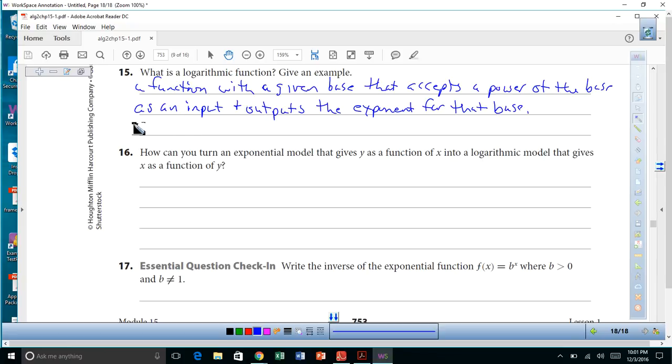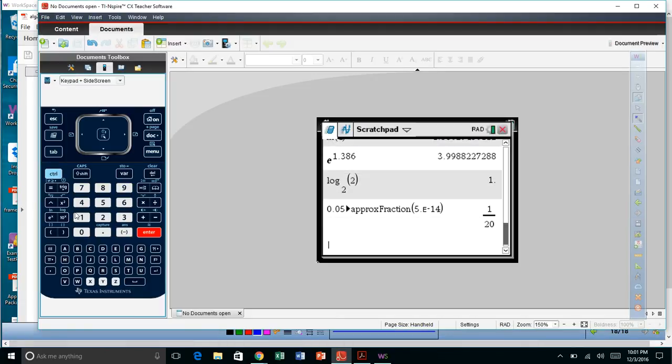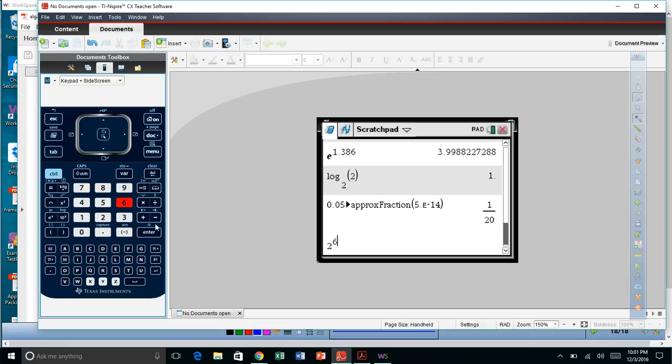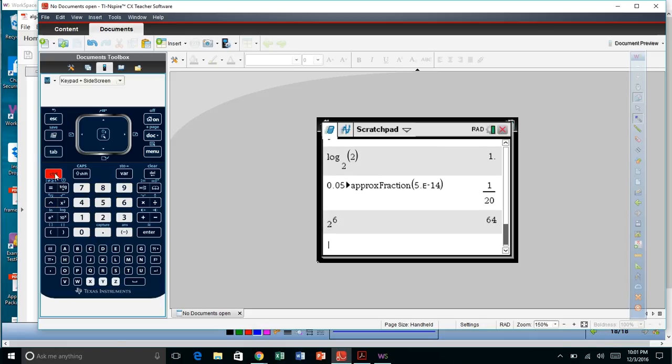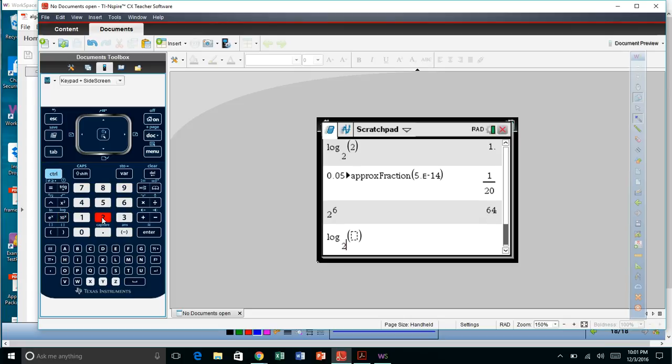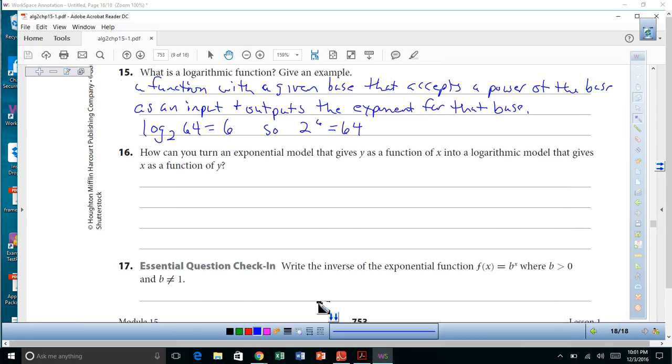So if you had, let's see, log base 2 of 64 would equal 6. So 2 to the 6 equals 64. And let's try that. 2 caret 6, that's 64. And then log base 2 of 64 should give us 6. It does. Good. That worked out.